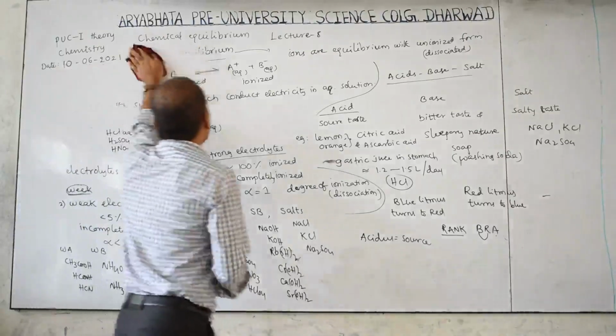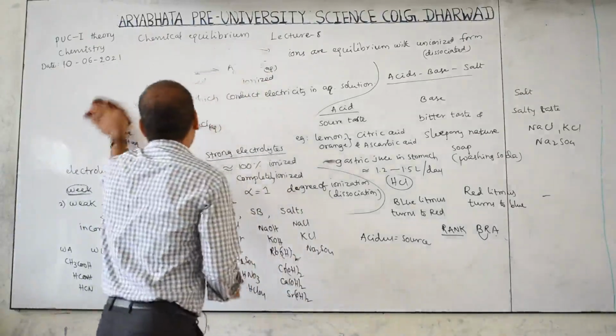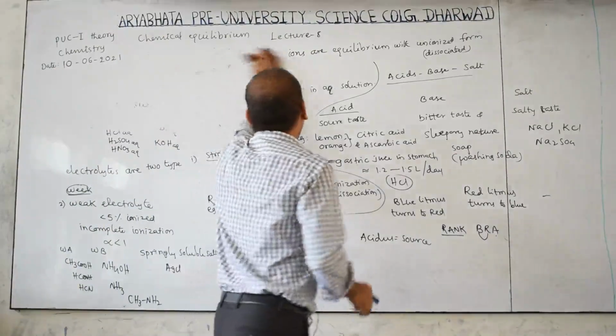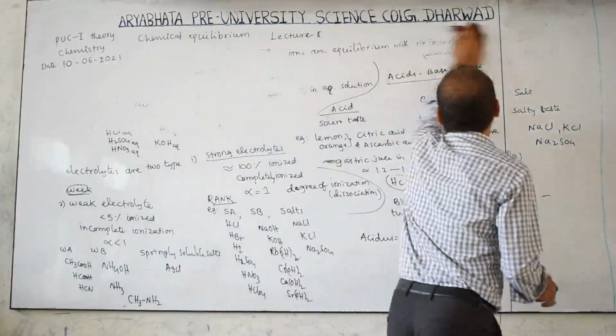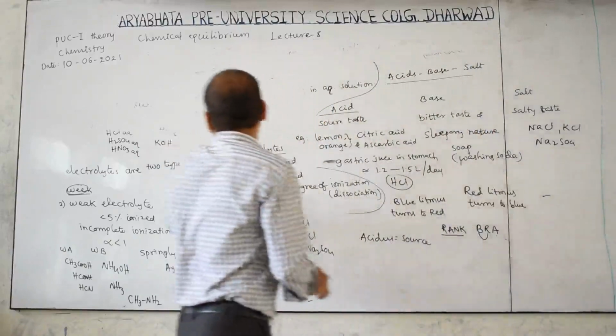This classification means some theories are there to define acid and base. The first theory to define acid and base is called the Arrhenius theory.